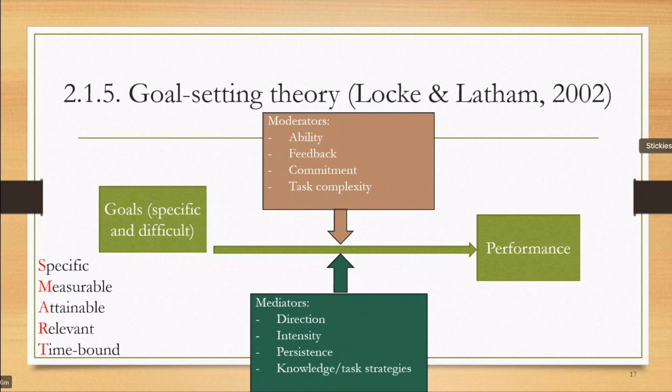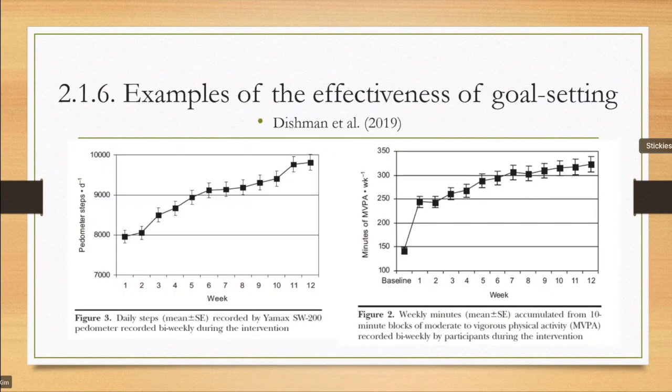And there are moderators and mediators in setting goals or in pursuing that goal. The moderators are ability, feedback, commitment, and task complexity, which can moderate your performance, and the mediators are direction, intensity, persistence, knowledge, and task strategies. So here we see a quick illustration of how goal setting theory works and how effective it is. On the right hand side, the goal setting is way quicker because your baseline is already higher when you set a goal, and then in the end you will perform gradually better and get to a better result.